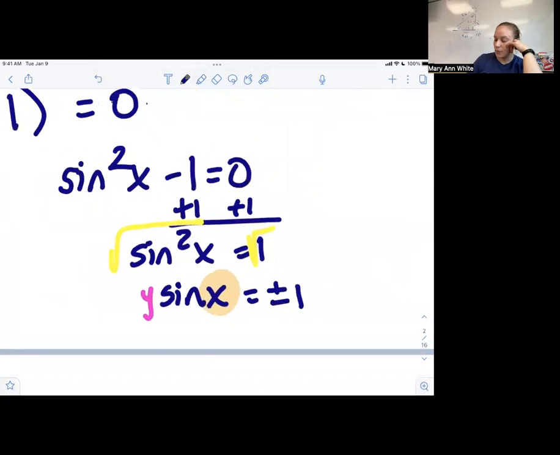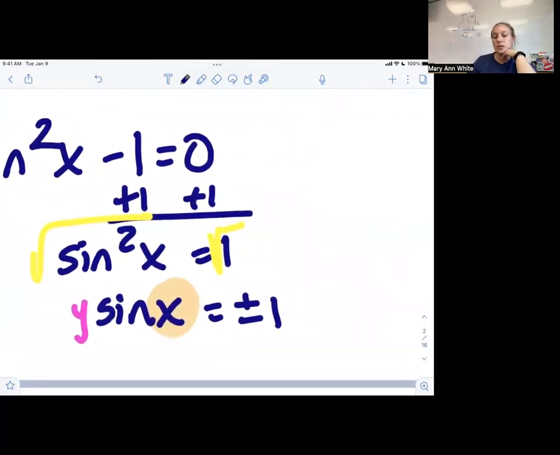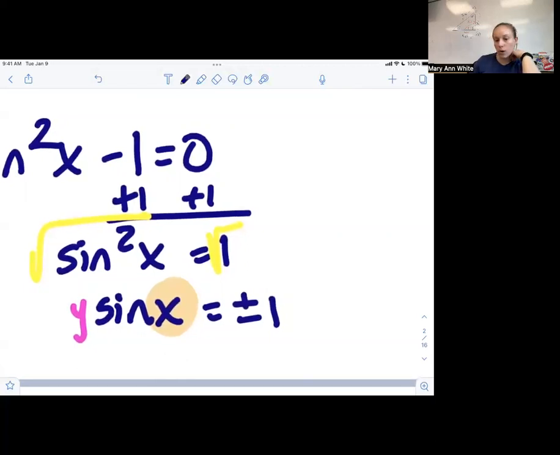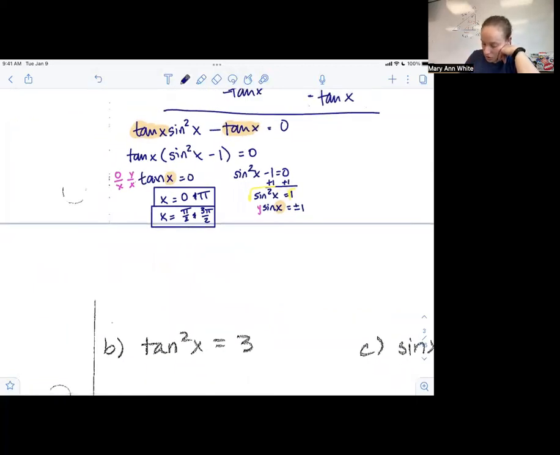Again, the reason we had to do plus or minus is because I did the square root of 1. You do the square root of 1, it could be positive 1 squared or negative 1 squared. That gives you that 1. Okay. Let's go do the next 2.